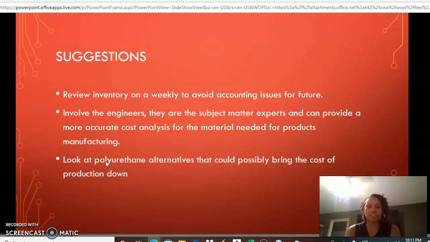I would also involve the engineers more. They're subject matter experts. Yes, they made the mistake, but with them working together, that will help eliminate some of the mistakes that are made, and they can both create a more accurate cost analysis for the raw material needed to manufacture the products. Since they already source out different products and are trying to lower their costs, why not find a product that's cheaper than polyurethane to insulate refrigerators to help bring down the cost?